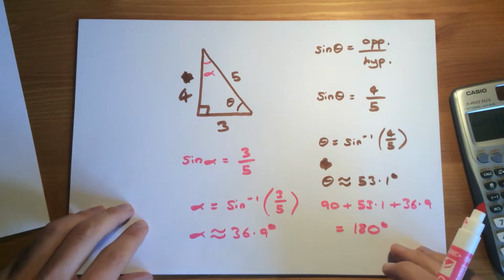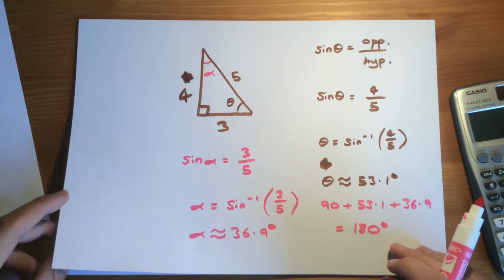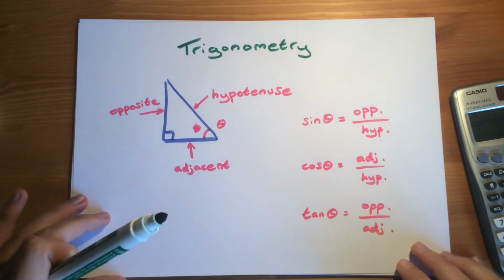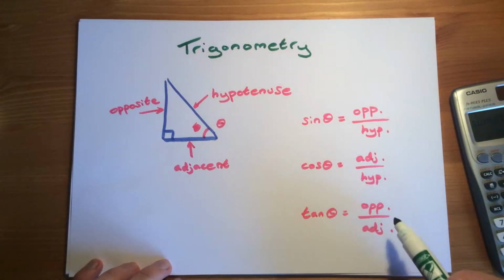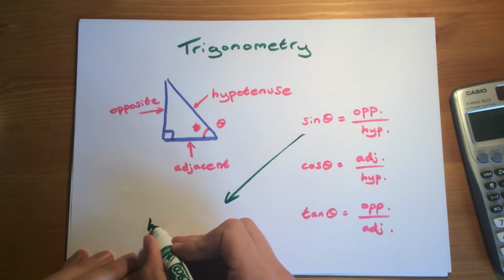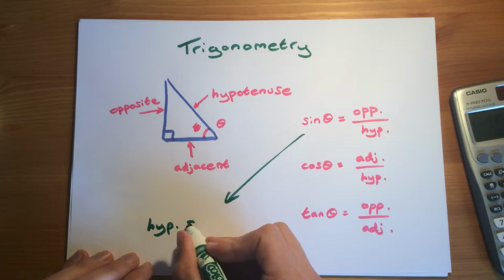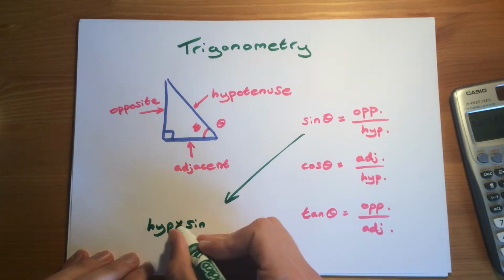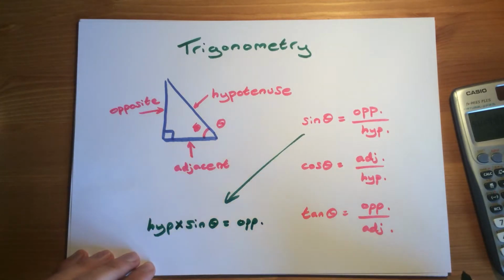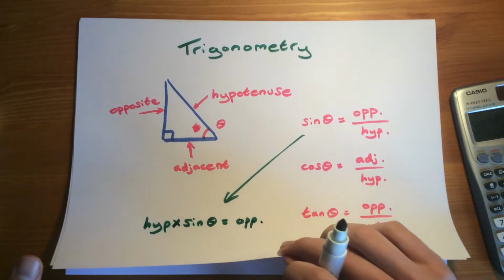And the final way of using these functions for right angle triangles is by using a different rearrangement. I'll take you back briefly to the initial definitions. We can rearrange any one of these. So say, for instance, this top one, we can say that the hypotenuse multiplied by sine theta is equal to the opposite. So I'll give you an example of using that.